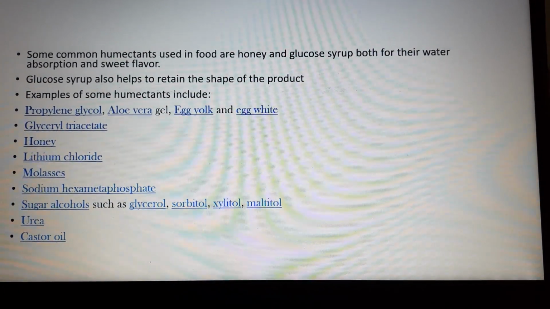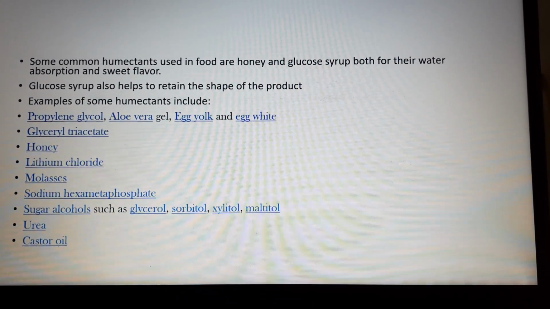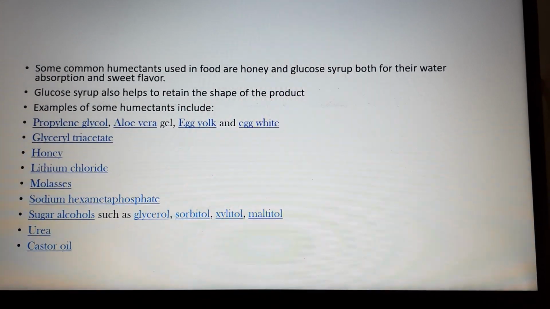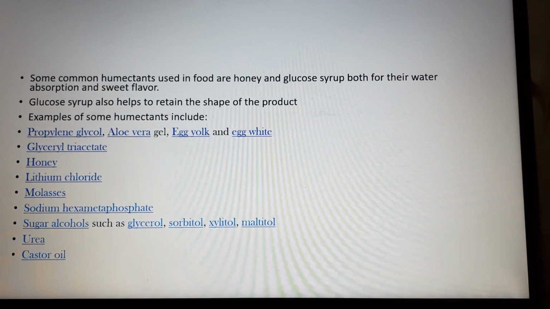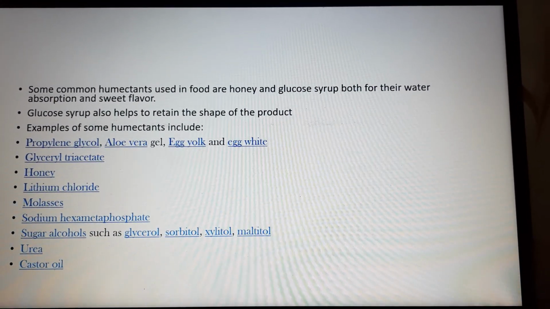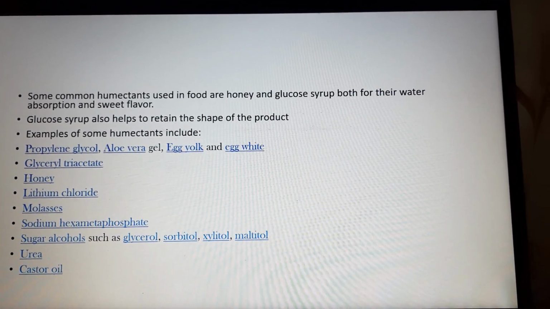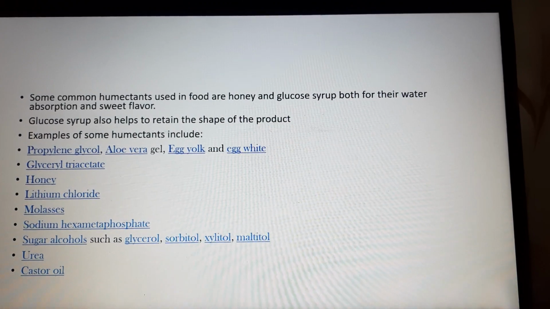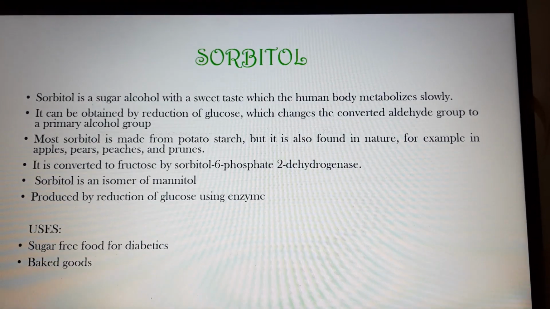Examples of common humectants are propylene glycol, aloe vera gel, egg yolk, egg white, glyceryl triacetate, honey, lithium chloride, molasses, sodium hexametaphosphate, sugar alcohols such as glycerol, sorbitol, xylitol, maltitol, urea, and castor oil.